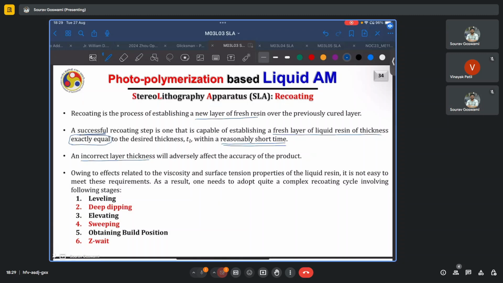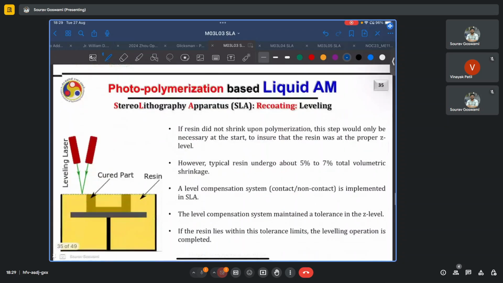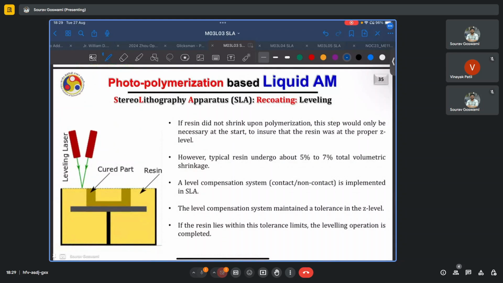And because of all these considerations, the recoating cycle actually is pretty complex in the case of SLA, and it involves multiple stages, those being leveling, deep dipping, elevating, sweeping, obtaining the build position, and then finally waiting, which is Z wait. For the first part, a leveling laser is used to ensure that the surface is level or flat. Typically, the resins will undergo about 5 to 7% volumetric shrinkage upon curing.